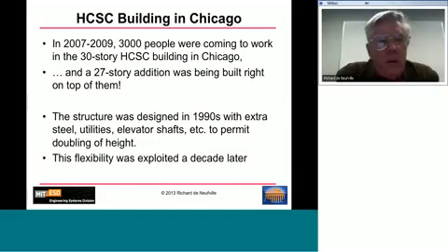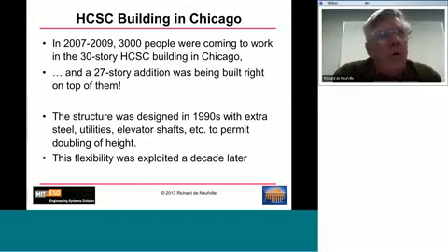About 5 years ago, over the following 3 years or so, 3,000 people were coming to work in a 30-story healthcare services corporation building in Chicago. That's basically the Blue Cross building on Millennium Park. And they were doing this while a 20-story addition was being built right on top of it. That is, you take a 30-story skyscraper and you double it in size.